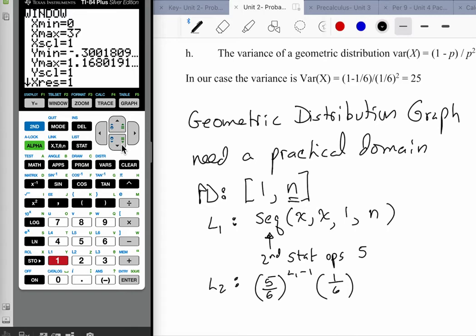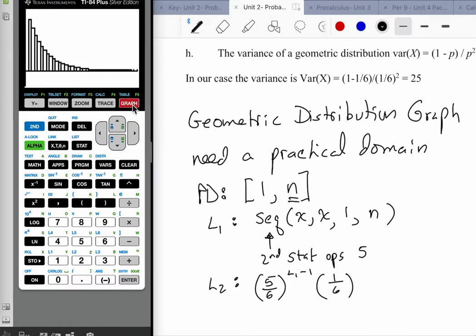Y min, Y max, well, these are probabilities, so I wouldn't want anything less than 0. But again, if I want to give myself a little cushion, maybe I'll go like negative 0.05, something like that. The Y max, the probability could never be more than 1, right? But also, if I'm thinking back to the individual probabilities that made up my list, the largest one was 1 over 6, and it only got smaller from there. So 1 over 6 is about 0.167, so maybe I'll go to like 0.2, again just giving myself a cushion.